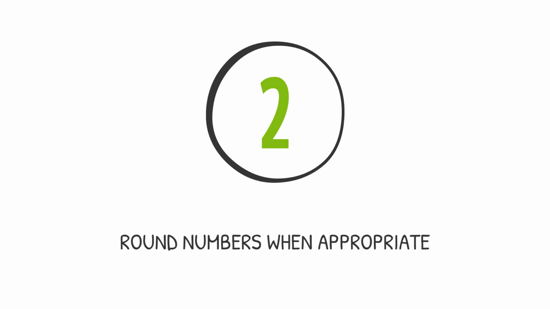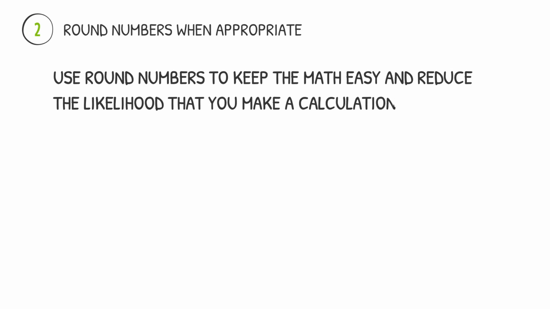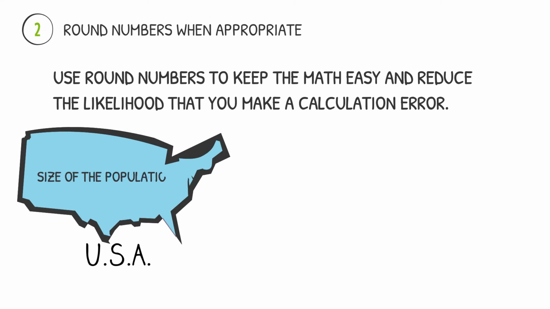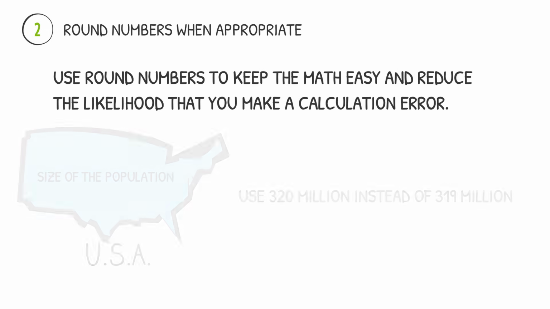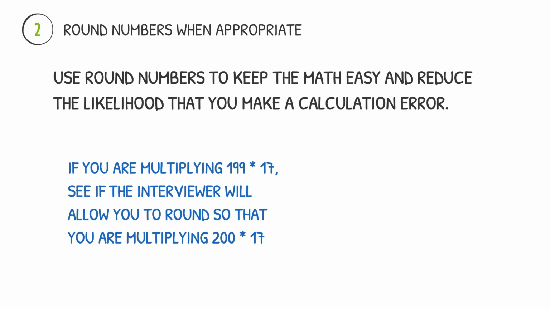Tip number 2. Round numbers when appropriate. Use round numbers to keep the math easy and reduce the likelihood that you make a calculation error. For example, if you are making assumptions about the size of the United States population, use 320 million instead of 319 million. If you are multiplying 199 by 17, see if the interviewer will allow you to round so that you are multiplying 200 by 17.